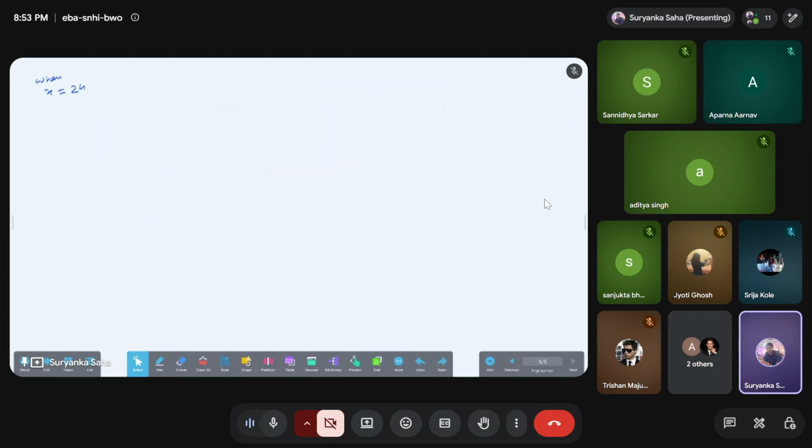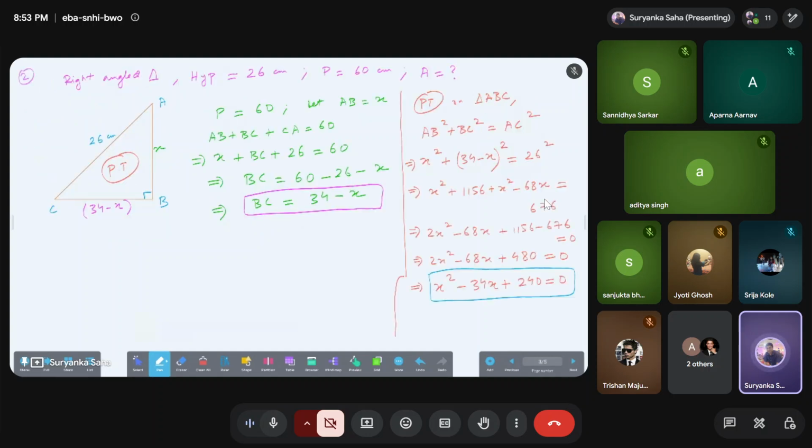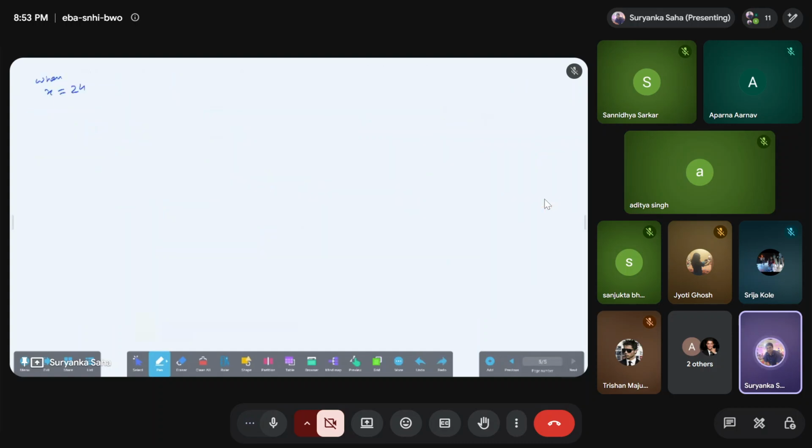Let me take when x equals 24. Then what are the values of the sides we are taking? x is AB, so AB is 24 and CB is 34 minus x. So AB equals x equals 24, and CB is 34 minus x, equal to 34 minus 24, equals 10. Understood?